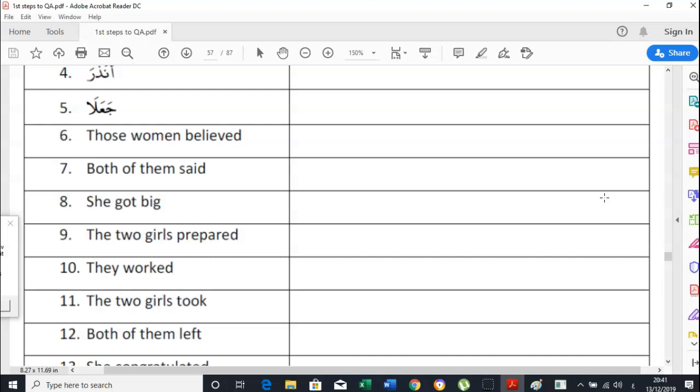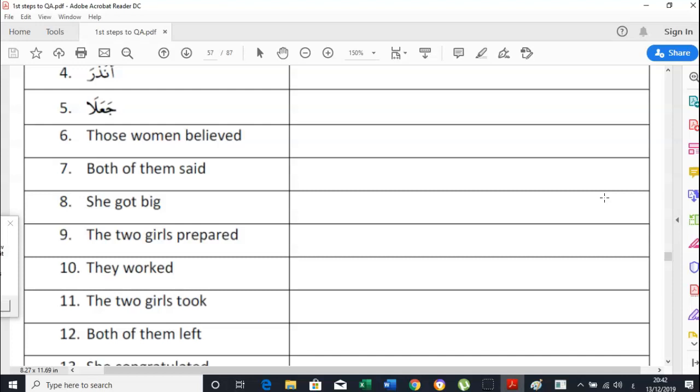Okay. Those women believed. The word is amana. How do you say those women believed? Say it again. I think amanna. Very good. Huwa amana, huma amana, hum amanu, hiya amanat, huma amanata, hunna amanna. Okay, both of them said. Qala is he said. Both of them said. Qala, very good.